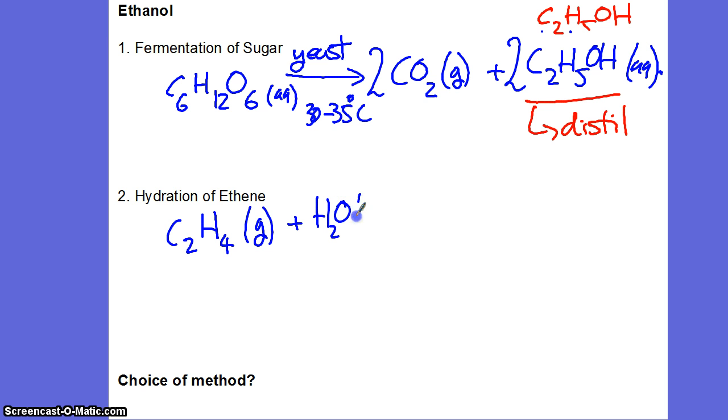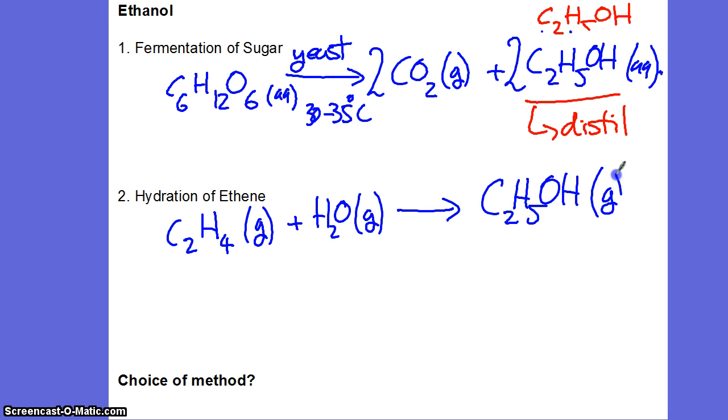Now, this process is going on at such a high temperature, which I'll come on to in a minute, that the water actually comes out as steam effectively, and you produce your ethanol, and the ethanol at that temperature will also be a gas. And the conditions you use for this, and again you need to know these, are 300 degrees Celsius, an atmosphere of 70 times atmospheric pressure, so that's 70 atm, and we use a catalyst of phosphoric acid. You need to know those three.